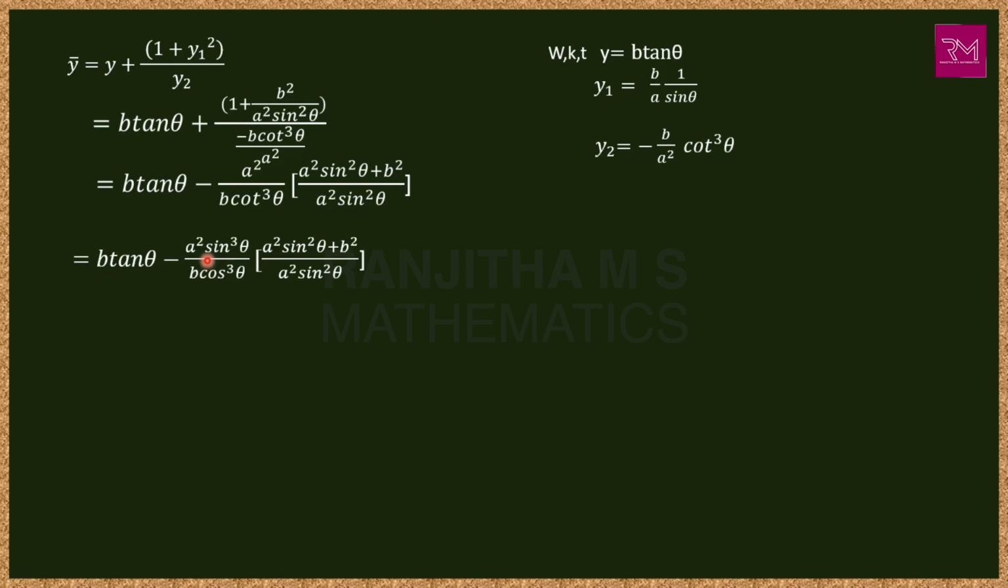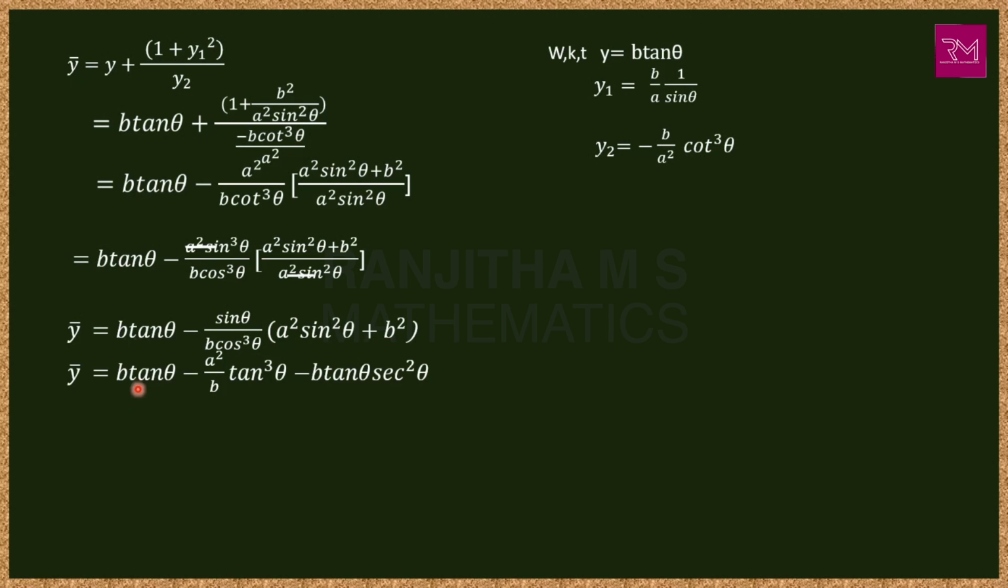Hence we get minus of a square sin cube theta divided by b into cos cube theta into (a square sin square theta plus b square) divided by a square sin square theta. Here a square sin square theta, a square sin square theta gets cancelled. The remaining is y bar which is equal to b tan theta minus, here sin theta is remaining, sin theta divided by b into cos cube theta into (a square sin square theta plus b square).